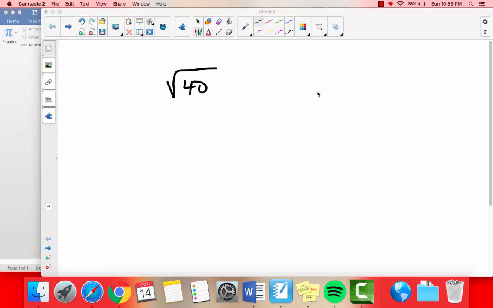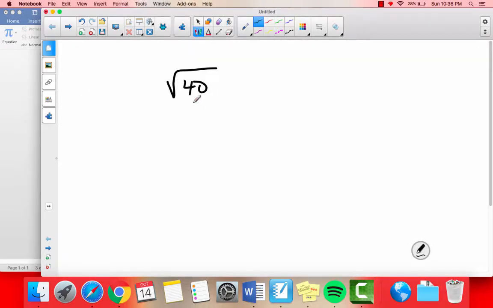So what we have to do instead is break this square root up into two numbers that we know multiply to get 40, where one of them is a perfect square. So you want to think of your factors of 40. I know automatically that 4 times 10 would get me 40, and I'm going to put the square roots over them. So square root of 4 times square root of 10 is the square root of 40.